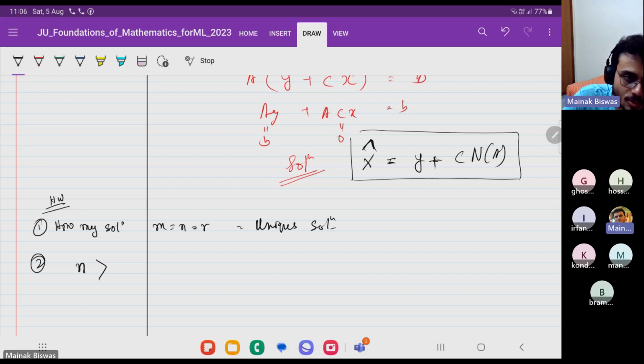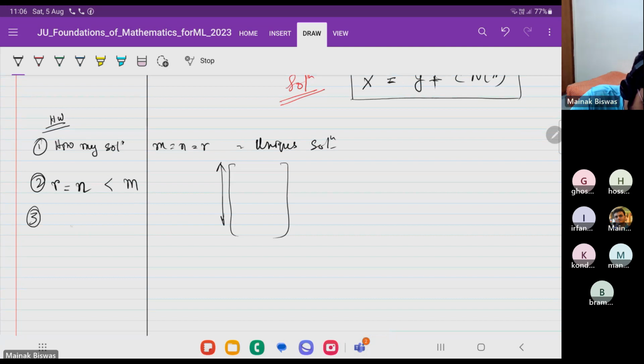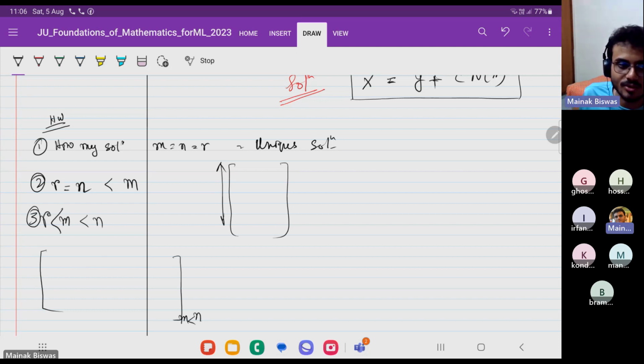Your n is less than m. M is greater, so you have more columns, and where this is equal to r, right? And number 3 would be a case where you have a matrix like this, where n is greater than m. Again, the number of equations, but r will be even lesser. Right? You can think of a matrix like this or not.